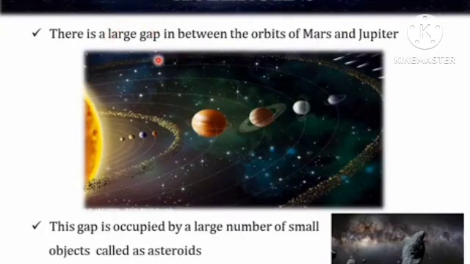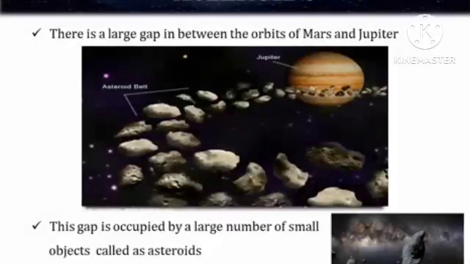Now there is a large gap in between the orbits of Mars and Jupiter, and this gap is actually occupied by a large number of small rocky and metallic objects called asteroids. The asteroids are also called minor planets, and they revolve around the sun. This gap is also called the asteroid belt, and a majority of the asteroids are within this asteroid belt, and we are able to see these asteroids with the help of large telescopes.